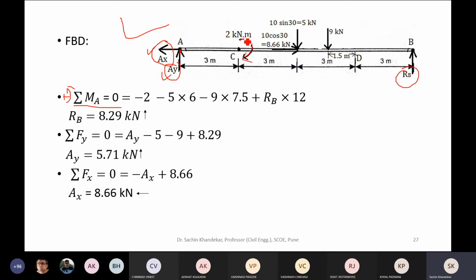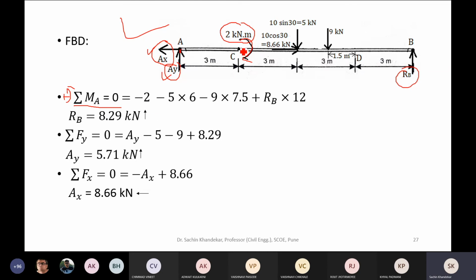Can anybody answer how to take moment of this couple? Please note that this is a couple or a moment of magnitude 2 kilonewton meter acting in clockwise direction. So while taking the moment of this couple, simply you add or subtract depending upon whether it is clockwise or anti-clockwise.